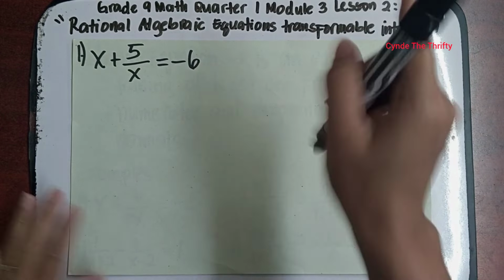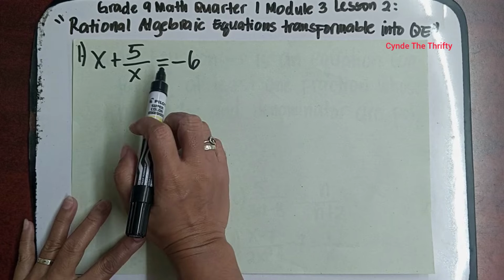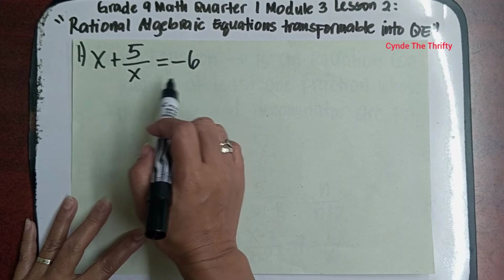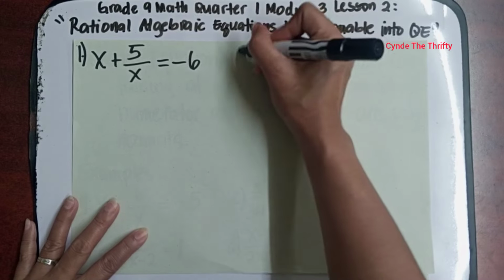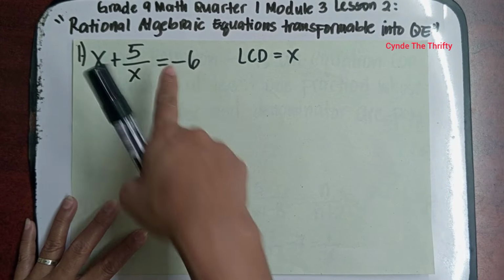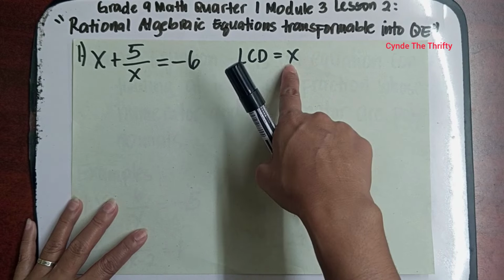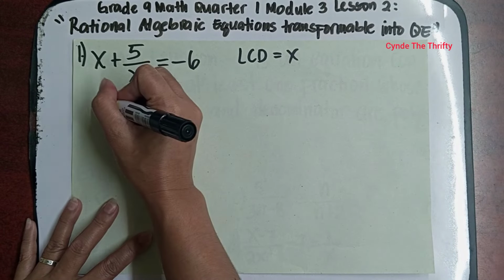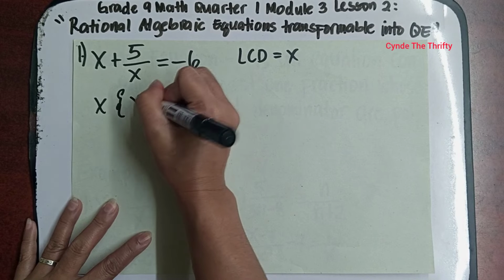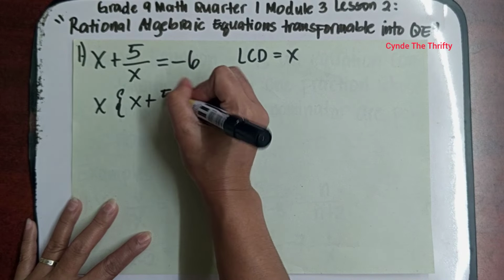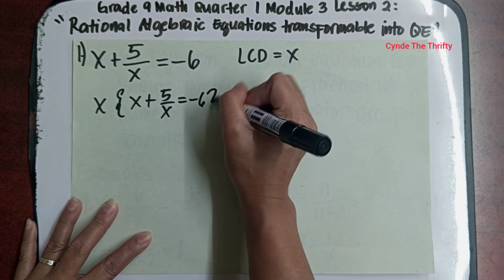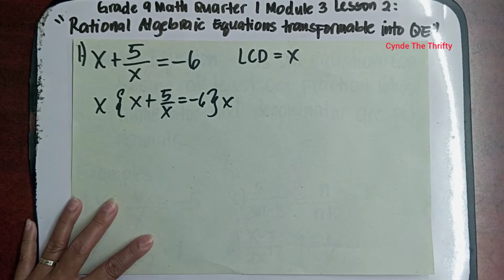Now, kapag alam na natin ang ating LCD, ang gagawin natin is i-multiply natin both sides ng equation sa ating LCD. Okay, so ang LCD natin is equal to x. So ang both sides of our equation, i-multiply natin sa ating LCD. So that is x plus 5 over x is equal to negative 6 multiplied by x.